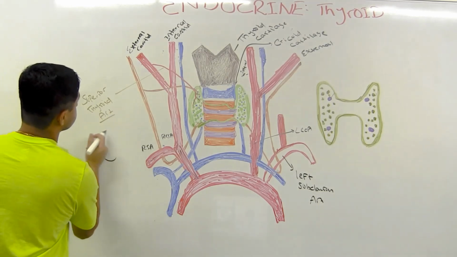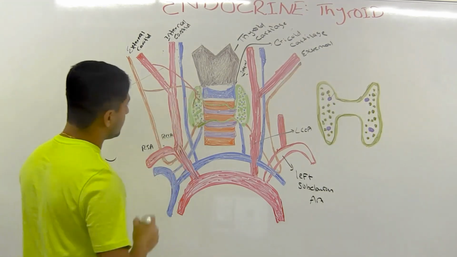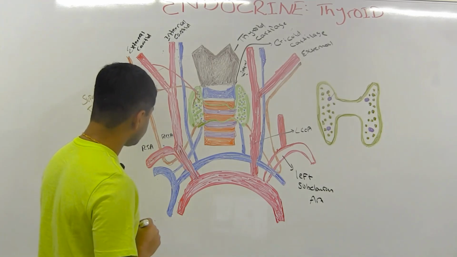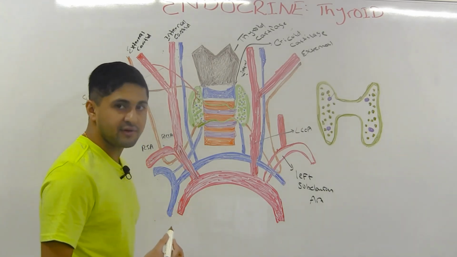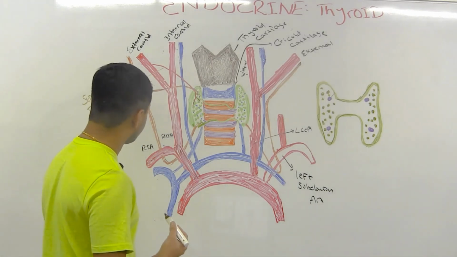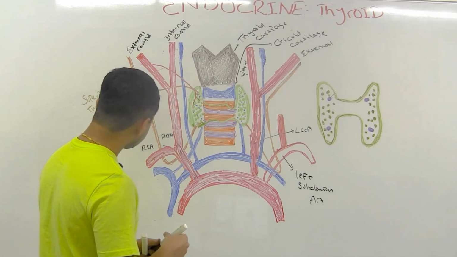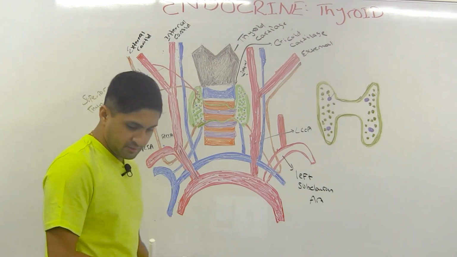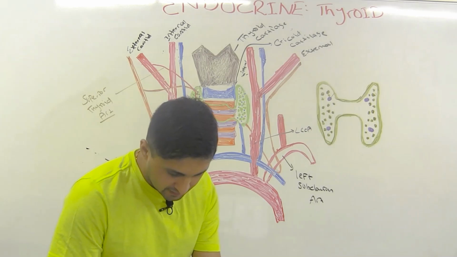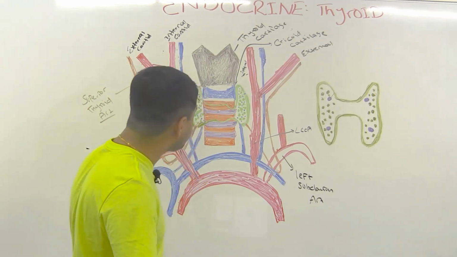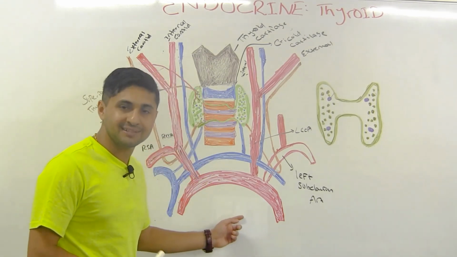Now, the same thing is happening from the other side too. So the superior thyroid artery is a branch of the external carotid artery. It is supplying the thyroid gland. Now, there's also one more artery that is supplying here, and that is called the inferior thyroid artery.